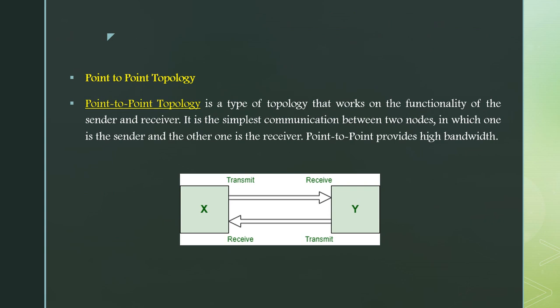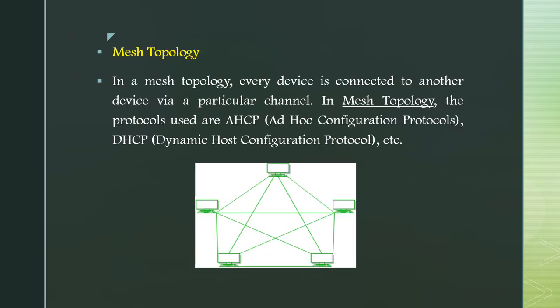Point-to-point topology is a type of topology that works on the functionality of the sender and receiver. It is the simplest communication between two nodes, in which one is the sender and the other one is the receiver. Point-to-point provides higher bandwidth. Mesh topology. In a mesh topology, every device is connected to another device via a particular channel. In mesh topology, the protocols used are AHCP, ad hoc configuration protocol, DHCP, dynamic host configuration protocol, etc.